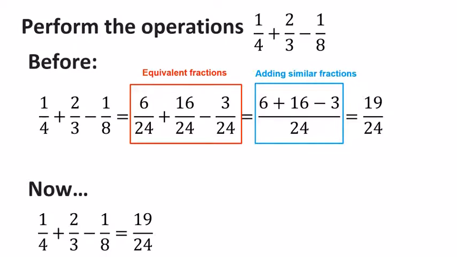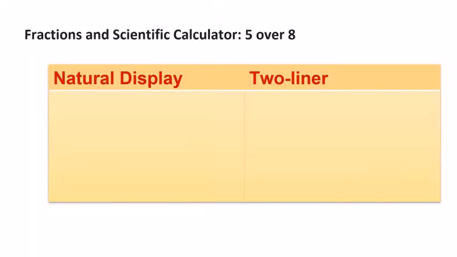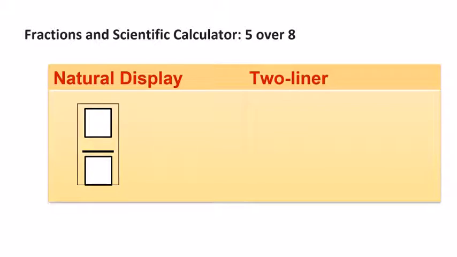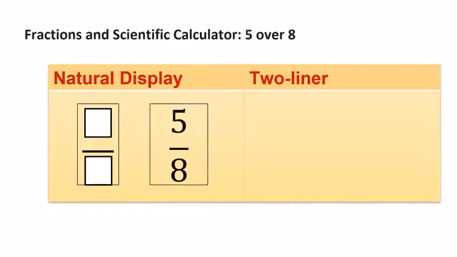So how do you use the function of fraction in your calculator? There are two types of calculator. One is the natural display, and the other is the previous version, which has two lines: one line for the input and another line for your answer. For the natural display, look for this icon or button in your calculator. Once you press that, you can enter 5/8.